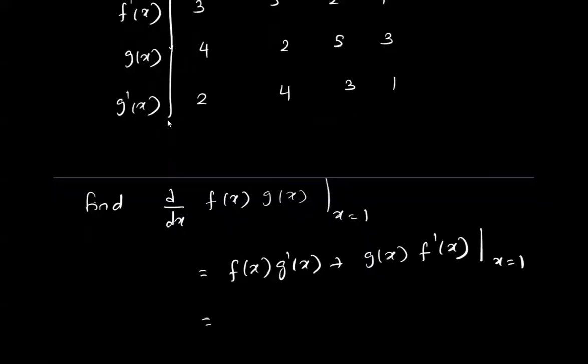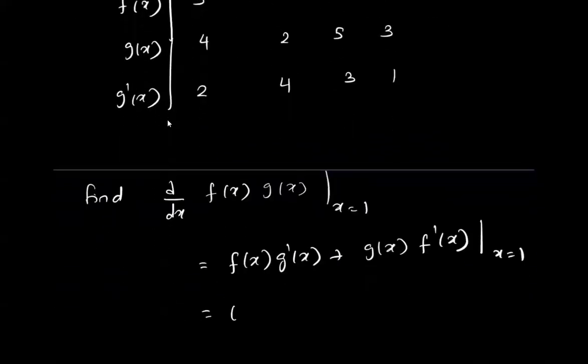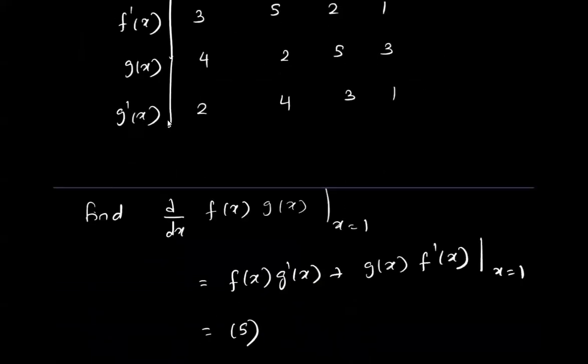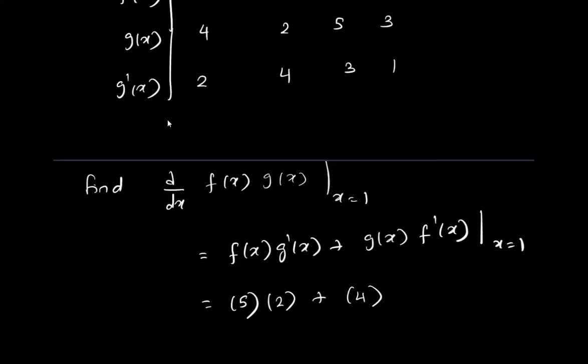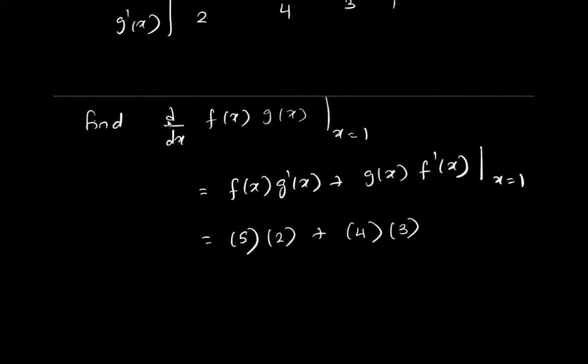So what is f of 1? f of 1 is 5. What is g prime of 1? g prime of 1 is 2. Plus, what is g of 1? 4. What is f prime of 1? 3. And when you combine all of this, you will have 10 plus 12, which is 22.